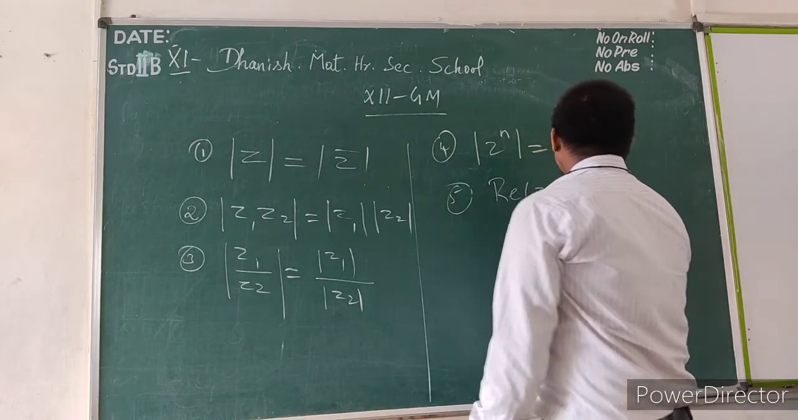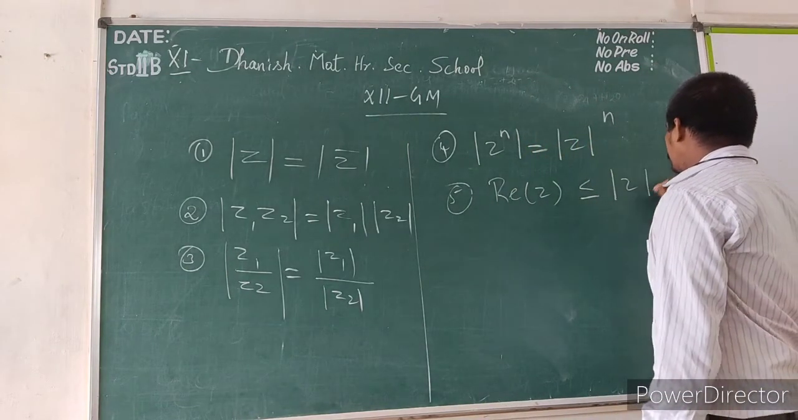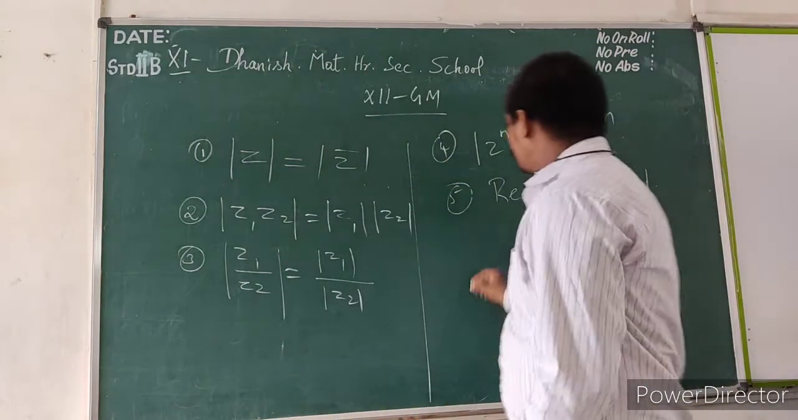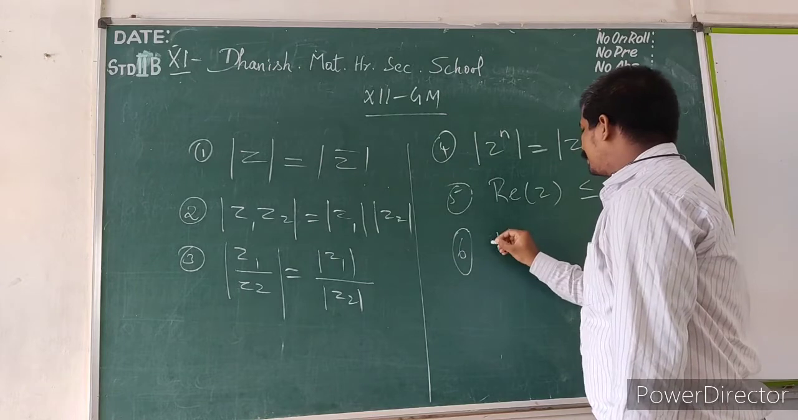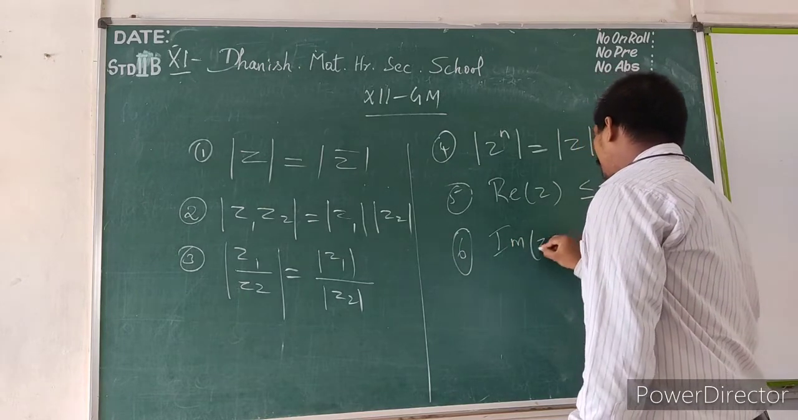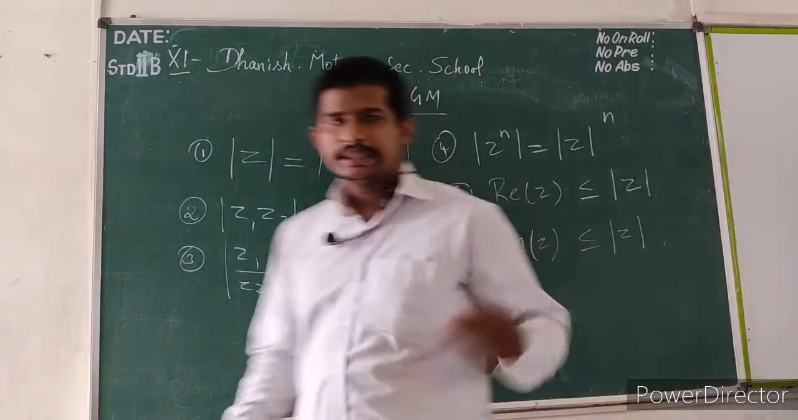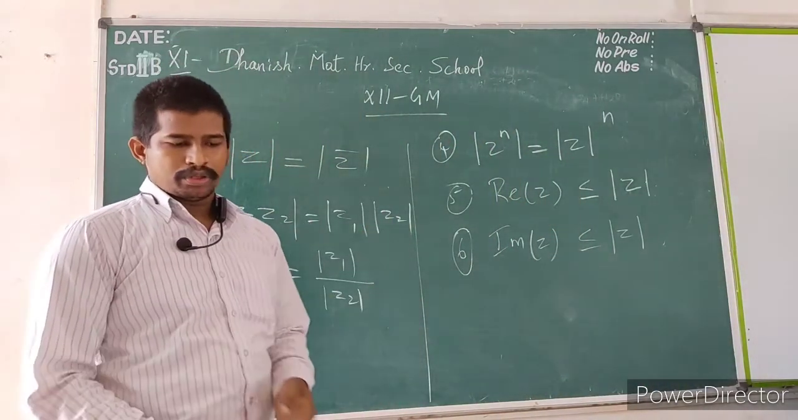The real part of z is less than or equal to modulus z. Last one: the imaginary part of z is less than or equal to modulus z. Based on these properties, we have learned some problems.